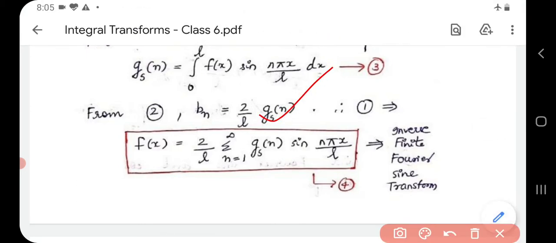Therefore equation 1 implies f of x equal to 2 by L sigma over n equal to 1 to infinity gsn. That is, in place of bn we are using 2 by L gsn. Then sin n pi x by L is kept as such. So equation 4 stands for the inverse finite Fourier sine transform.